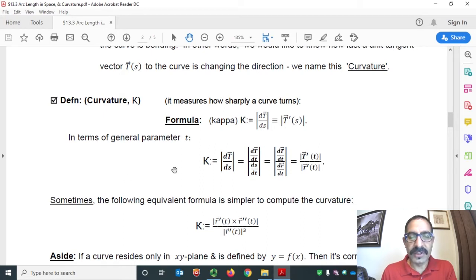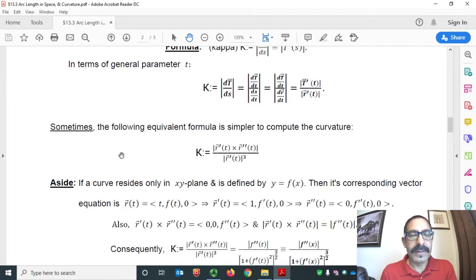In terms of general parameter t, curvature turns out to be the ratio of the magnitude of T' over the magnitude of r'. Sometimes the following equivalent formula is simpler to compute the curvature. Kappa equals the ratio of the magnitude of r' cross r'' over the magnitude of r' cubed. I hope this makes sense to you all.